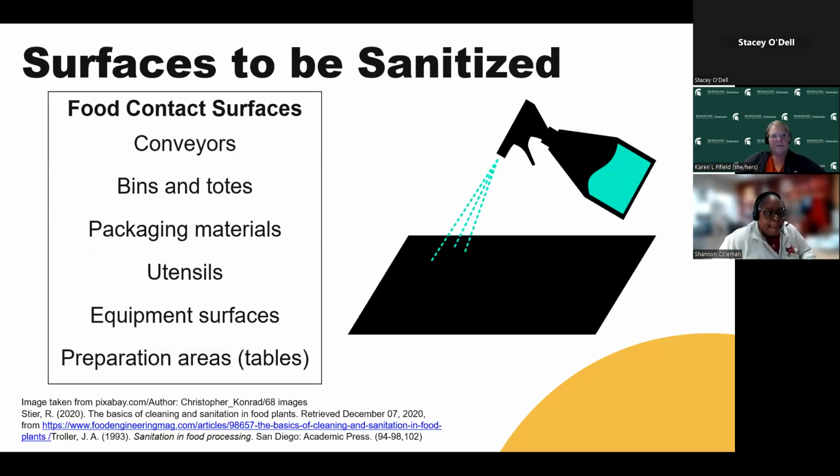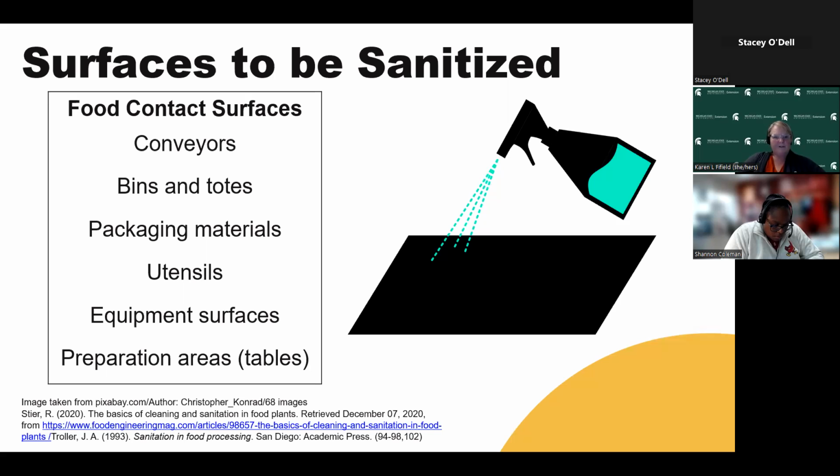Well, here we're going to talk about surfaces to be sanitized. Listed here are examples of food contact surfaces that should be regularly sanitized, and these include equipment surfaces, of course, any equipment that you have that has a surface on it, preparation areas such as tables or countertops, any of the conveyors that move it along from one station to the next, bins and totes that you carry it in from a field or from wherever it's delivered. Those totes and bins also need to be cleaned and sanitized.